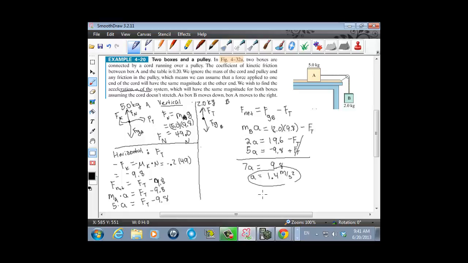Yes, we could. Does anyone want to? Okay, you want to know what the box is going through. Which equation would you like to use? The one with the 2a. Yeah, the one with the 2 in it. So 2 times 1.4 equals 19.6 minus Ft, or Ft equals 19.6 minus 2.8, which equals 16.8 newtons? Okay, 16.7.